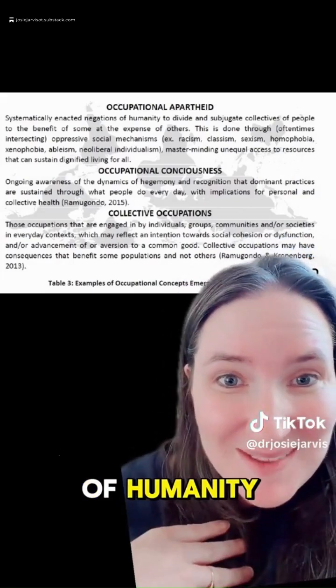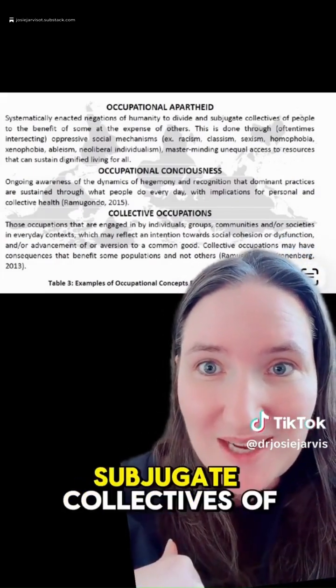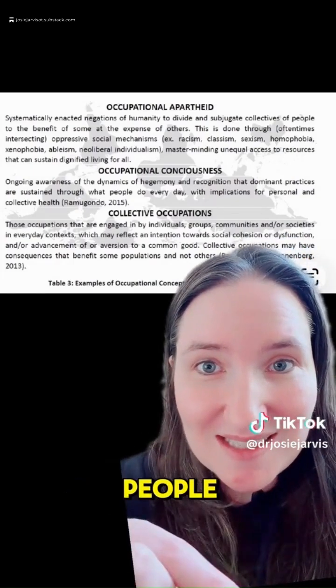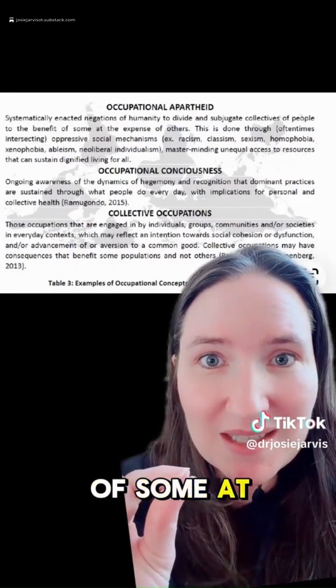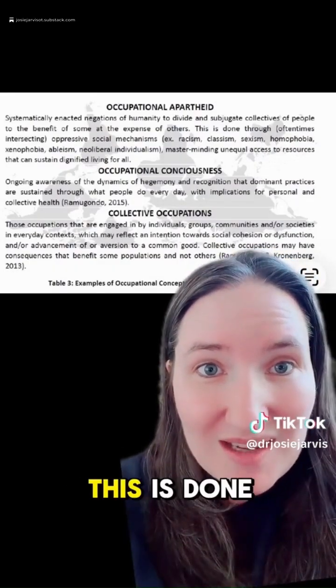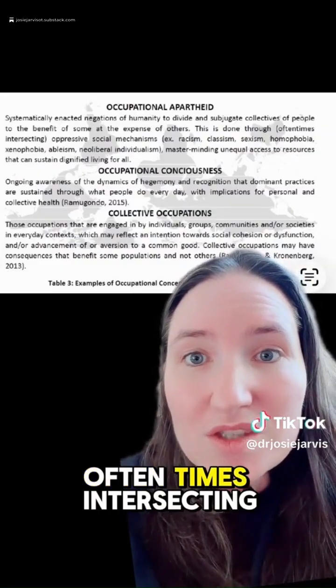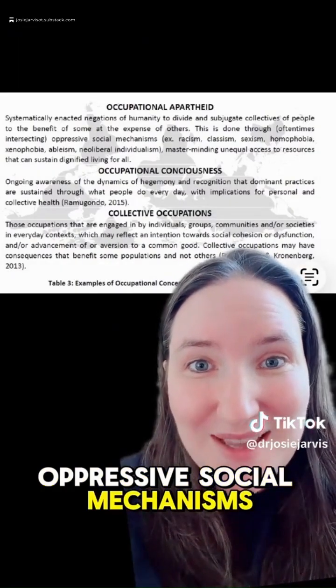So we can see that Frank has defined occupational apartheid as systematically enacted negations of humanity to divide and subjugate collectives of people to the benefit of some at the expense of others.